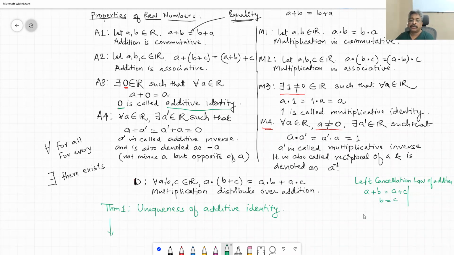You are allowed to do only A1 to A4, M1 to M4, D, and maybe closure property or definition of addition or definition of multiplication or meaning of equality. These are the only things that you can have with you while writing the proof. I will wait for a few minutes and then write the proof of this theorem.